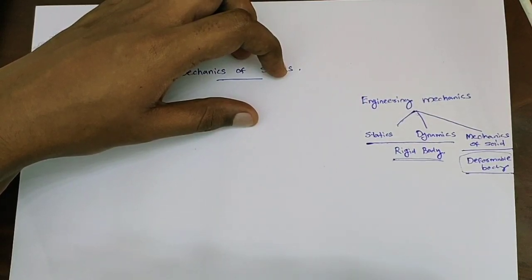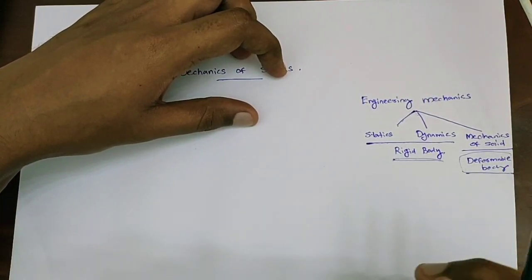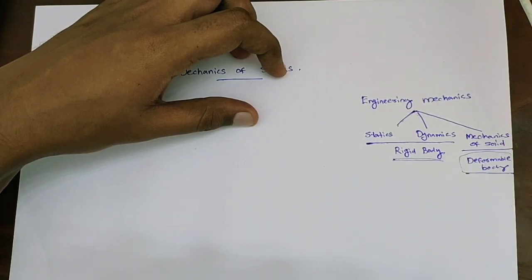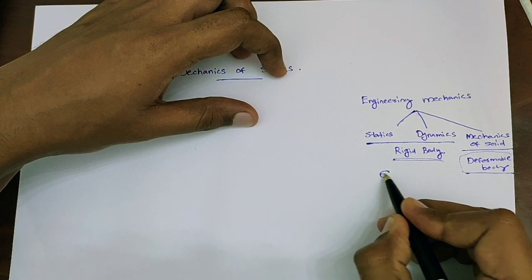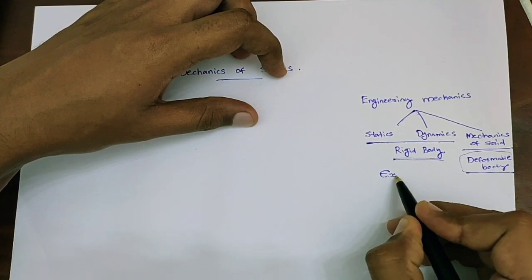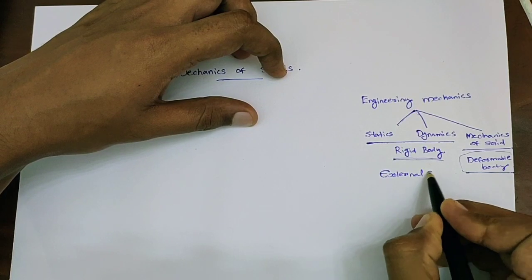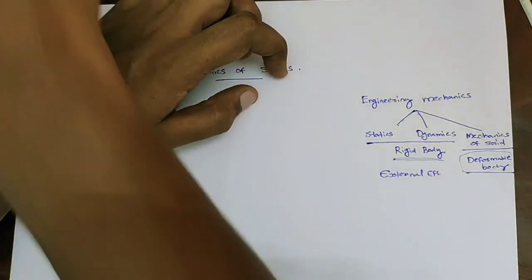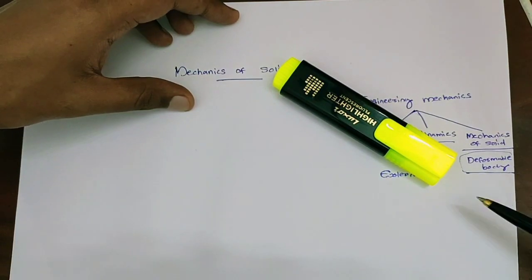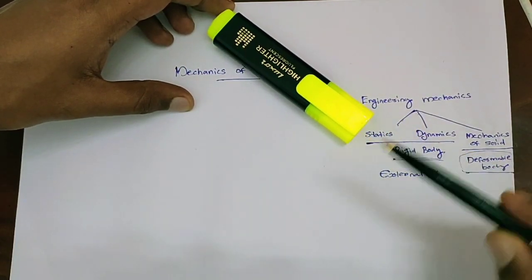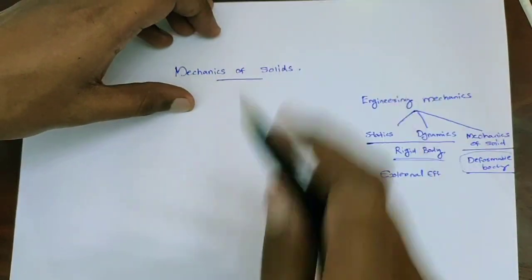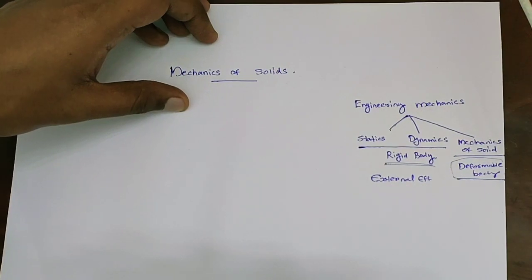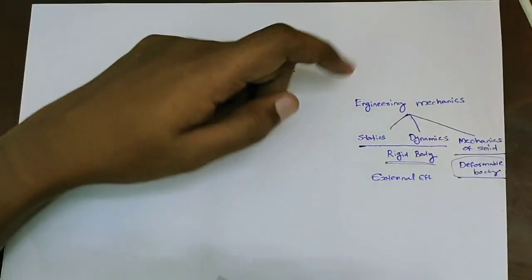Another difference between statics, dynamics and mechanics of solids is that in statics and dynamics mainly we examine the external effects on a rigid body. We only concentrate on the external effects. For example, when I apply a force on this body, it starts to move. That is an external effect. So what are the external effects when a body is subjected to external force? That is actually examined in statics and dynamics.